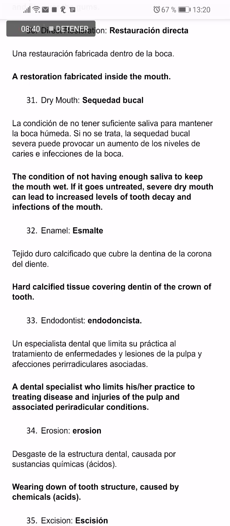Enamel, esmalte: hard calcified tissue covering dentin of the crown of the tooth. Endodontist: a dental specialist who limits his or her practice to treating disease and injuries of the pulp and associated periradicular conditions.